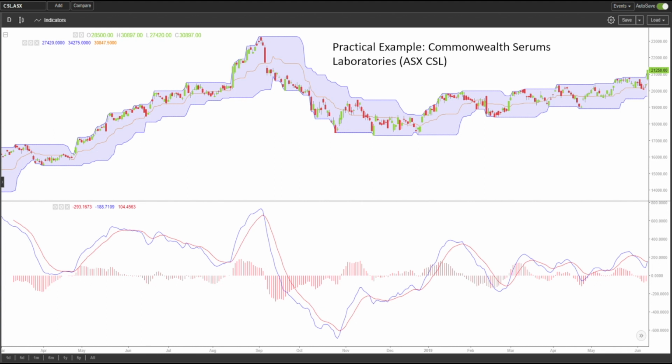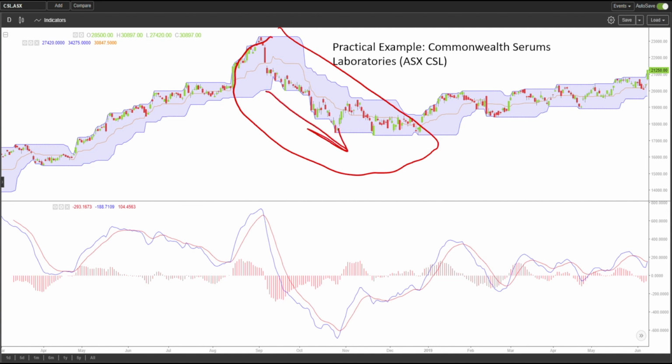So let's take a look at our first practical example, and today we're going to be using Commonwealth Serum Laboratories, commonly known as ASX code CSL. Now, as we can see, the movement to the north throughout here has been very good. Everything's sort of been going up in that direction. What we don't want to be doing is be caught in this sort of area down through here where we're actually moving sideways.